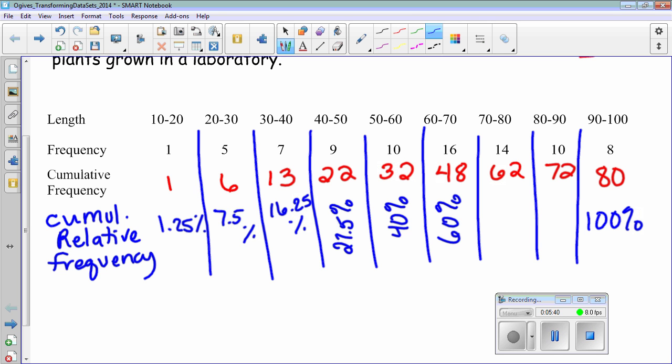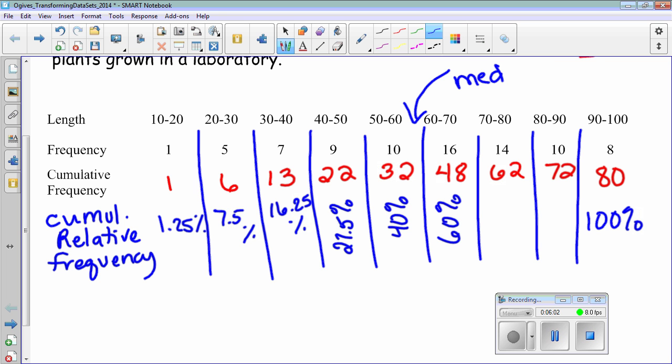So somewhere around here, would you agree we have the median? Because it's where the 50th percentile is. That's the middle. Would you agree? So we can estimate it approximately there. And when we draw our ogive, the ogive actually gives us a really good estimator of what it exactly is. So we'll do that in a minute.